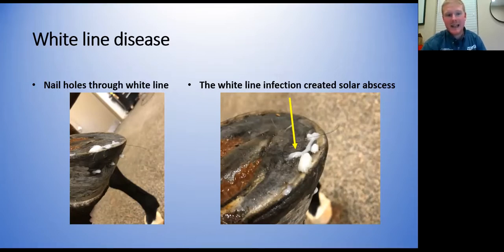You can see the image on the left is the area with the nail holes where we pulled the shoe here. There was drainage from the nail hole. And then in the image on the right, you can see a subsolar abscess that is actually draining after the nail holes were filled. You can see it draining from the actual solar margin. So we went ahead and debrided that solar margin, put the horse into a medical plate, and the horse was back to riding in 2 days. And the horse healed up very nicely. But white line disease is unfortunate.